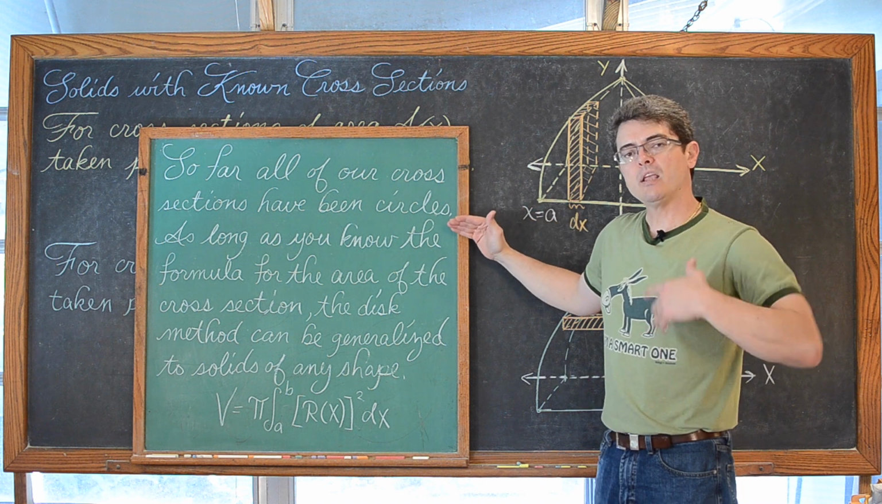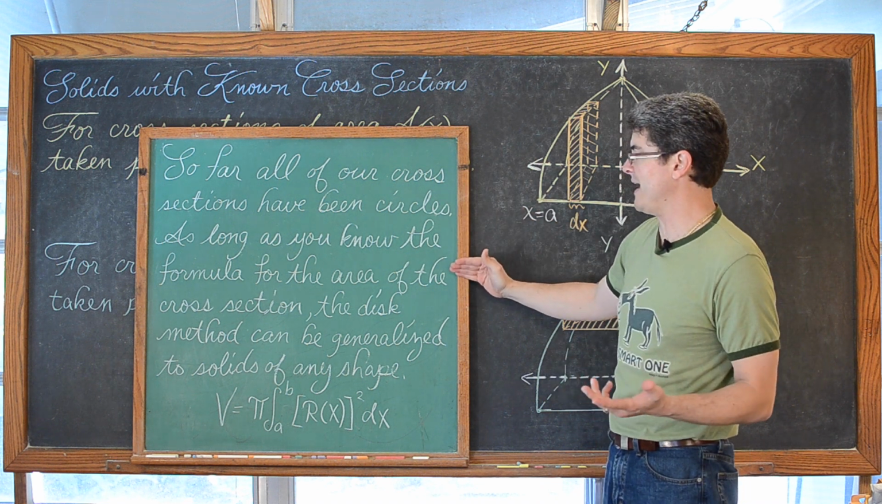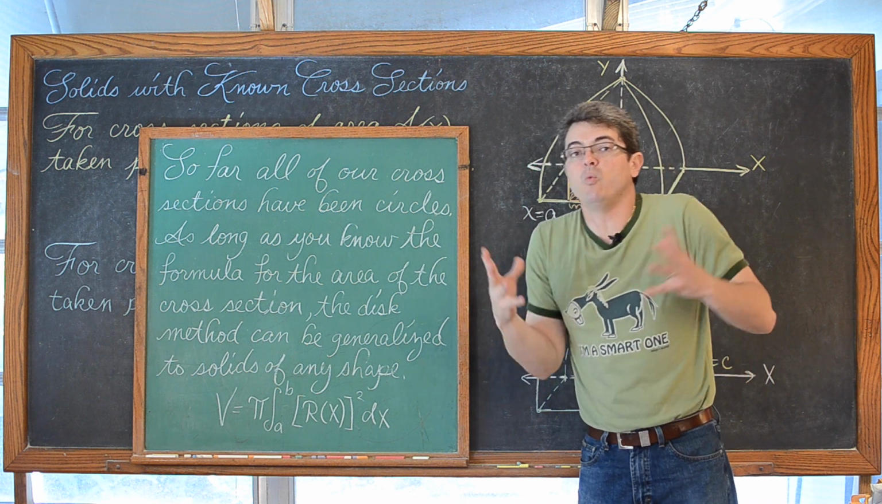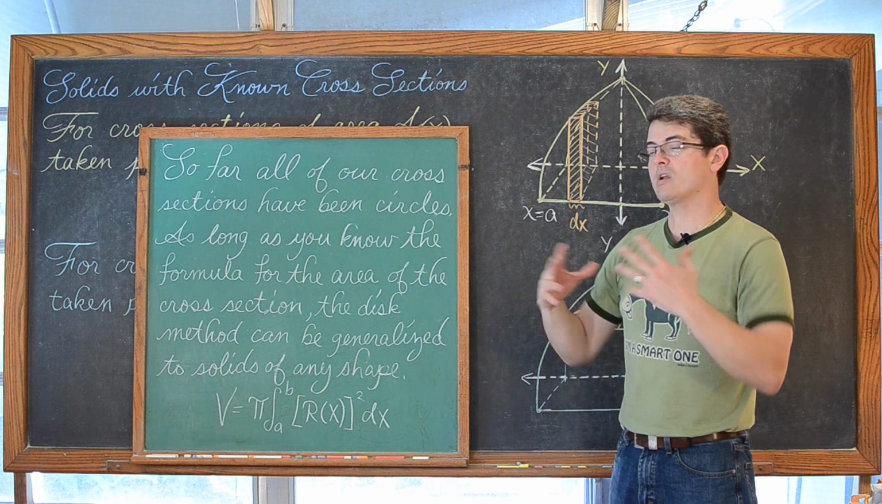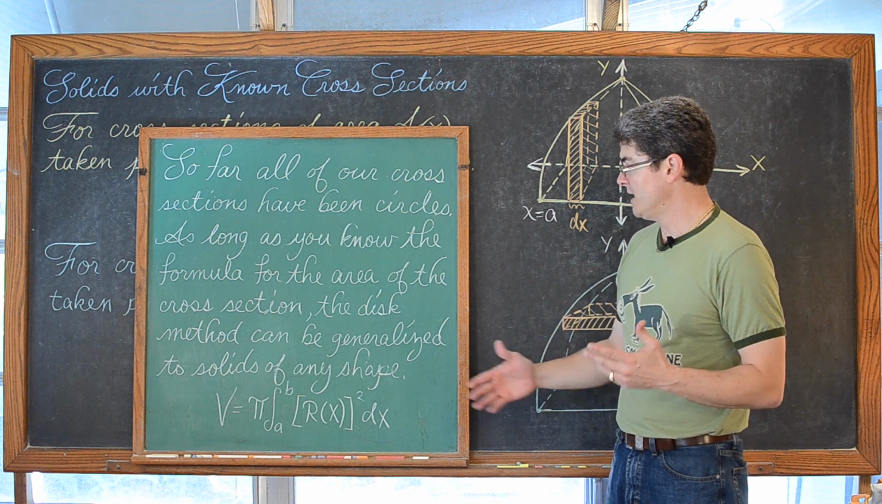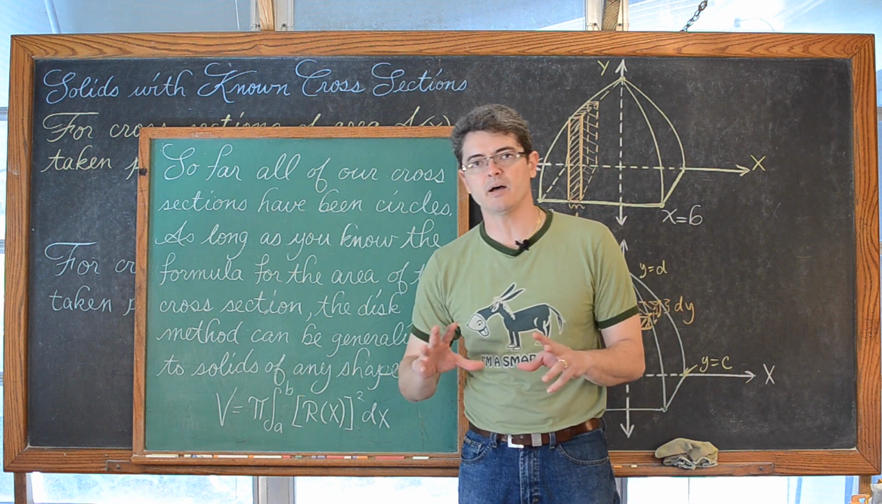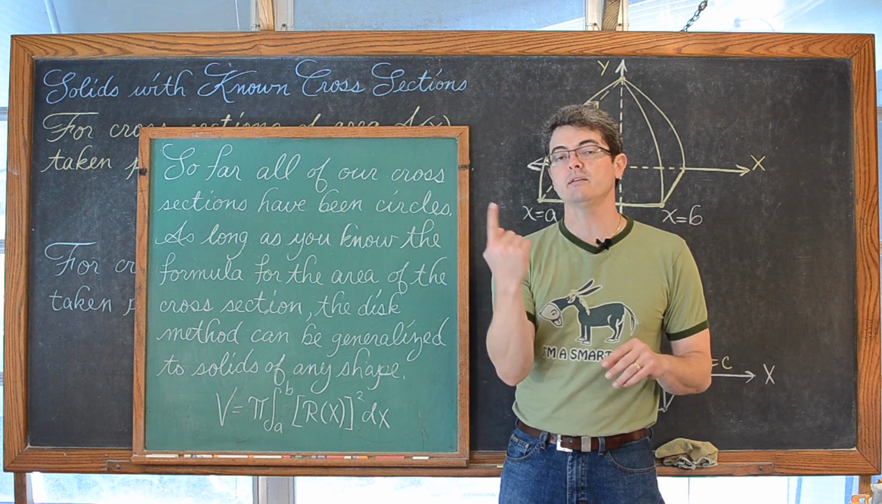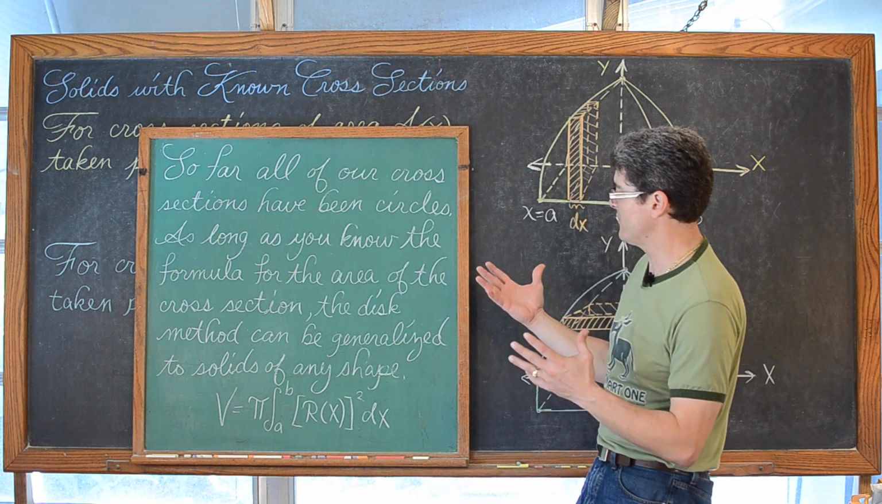Well, as long as you know the formula for the area of the cross-sections of whatever solid you're trying to find the volume of, the disk method can be generalized to find the volumes of solids of any shape. Now, these won't be created by taking a plane region and rotating it around an axis. That's what creates our cross-sections which are in the shape of a circle.